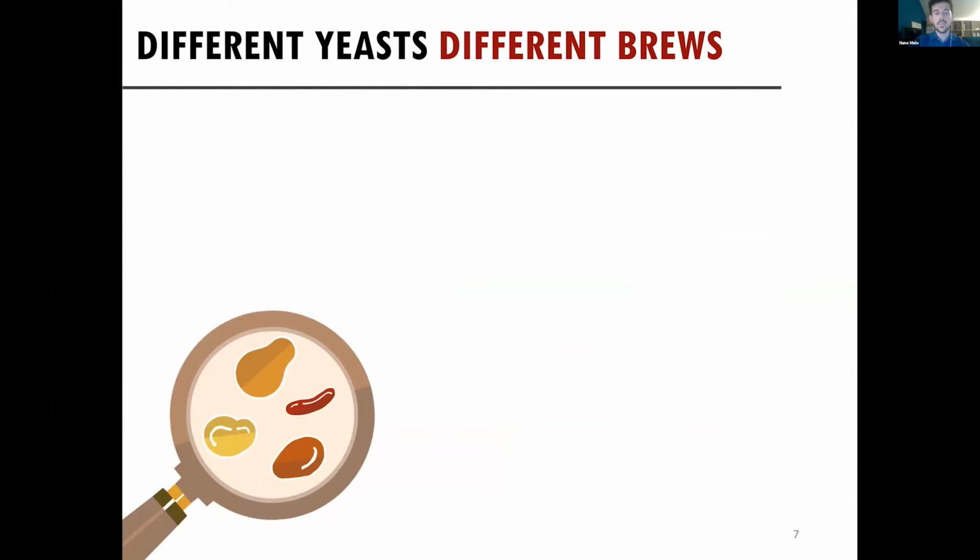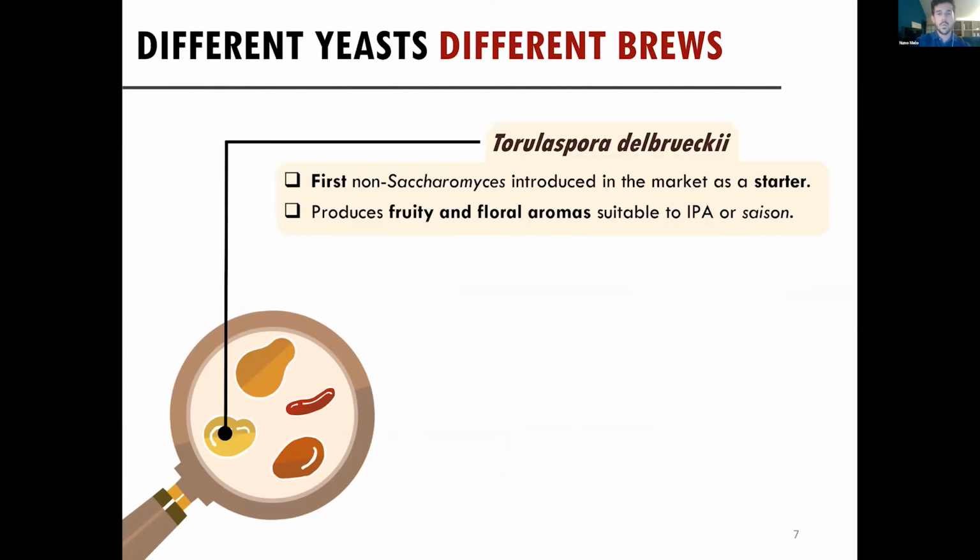Now, I'd like to provide a couple of examples of yeasts that are already being explored for brewing and that actually have quite interesting potential. One of them is Torulaspora delbrueckii. It is a yeast that is found in many different environments, even in man-made environments, such as bread making. And it was actually the first non-conventional, the first non-Saccharomyces yeast introduced in the market as a starter, so the first one to be used commercially. And it produces a wide array of fruity and floral aromas that are very well suited for the production of certain specialty beers or certain types of beers like the IPA or Saison.